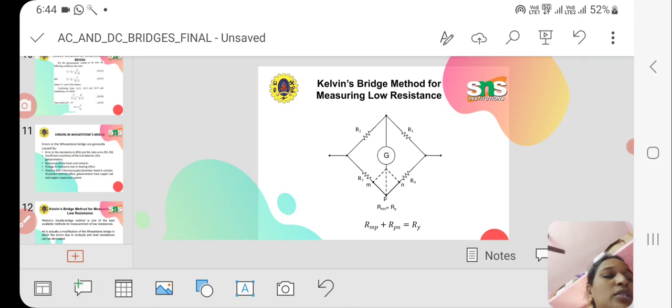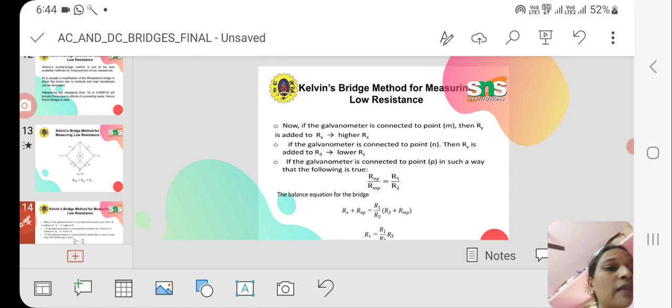A Kelvin bridge will give the exact location or exact point where the galvanometer lead needs to be connected so as to eliminate the addition of lead resistance to the unknown resistance. Assume a point M, N and P. Let the resistance between M and P be RMP, and let the resistance between N and P be RNP. The total resistance be RY.